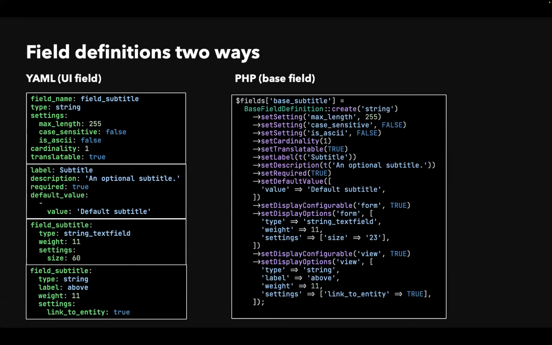On the left side, the field is called field underscore subtitle because that's what the UI automatically does, prefix it with field. On the right-hand side, I've got the same definition for the exact same field, but it's using PHP to define it as a base field, and I've named that one base subtitle. But everything else is the same. Max length, that there's only one, it is translatable, etc.